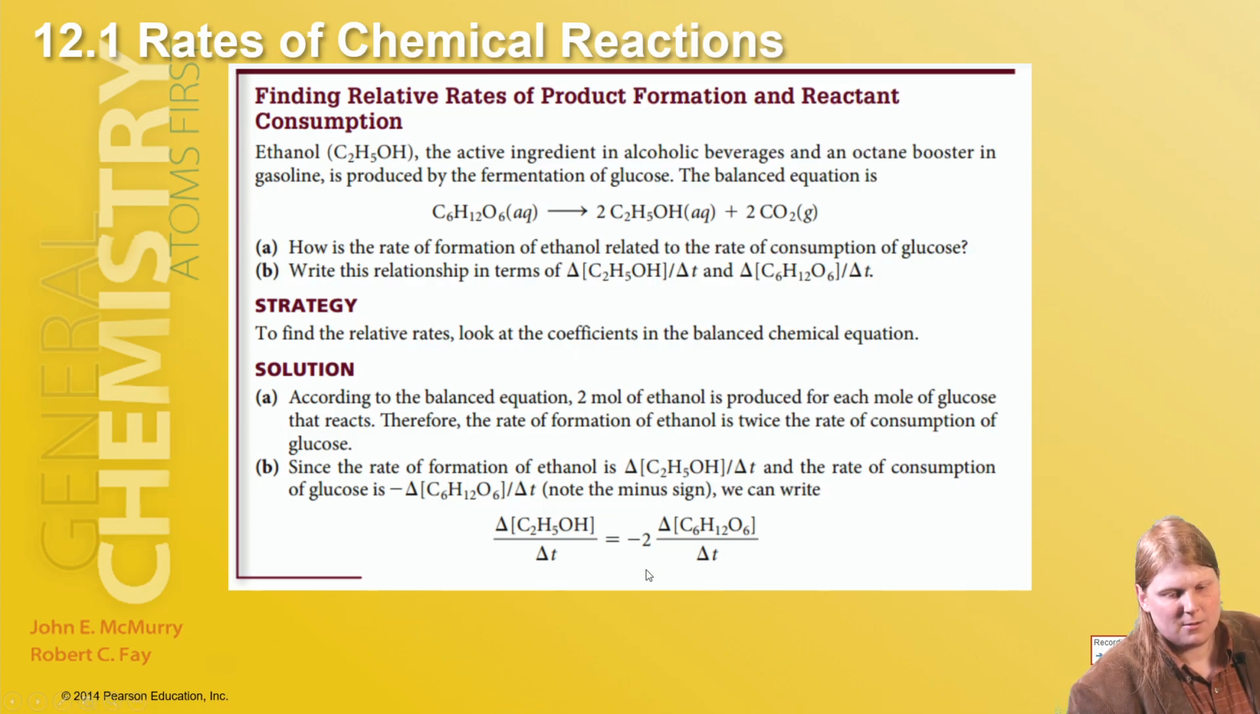And then to write this relationship, they make this negative because one is a rate of consumption, and that's going to be necessary from a mathematical standpoint. But again, understand that when we typically write these, we write it as a decomposition rate, and then we write it as a positive number.